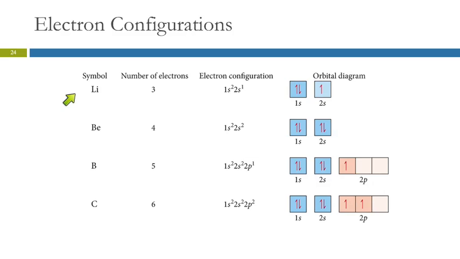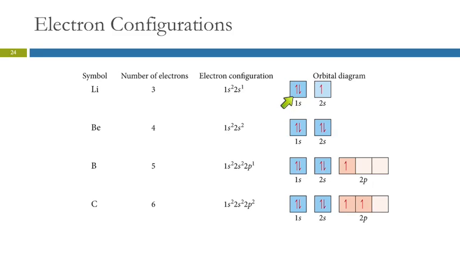So here's some electron configurations. Lithium, beryllium, boron, carbon. Here's the number of electrons. Again, that's the same as the atomic number for the element. These are the electron configurations. These are orbital diagrams. You should be able to write both. The electron configuration is the 1s2, 2s2, 2p6 business. The orbital diagram is drawing a picture.